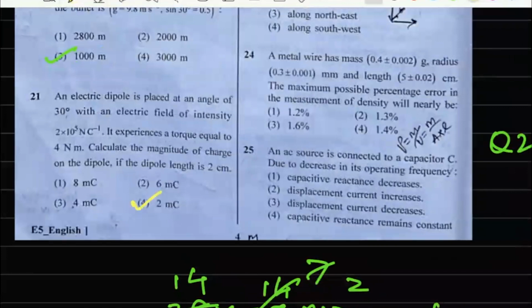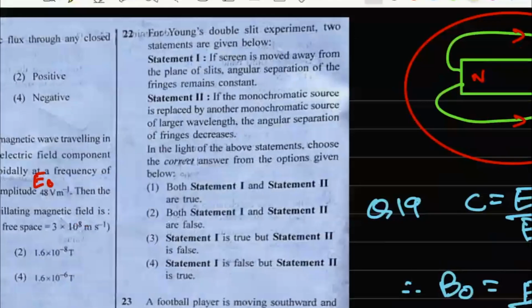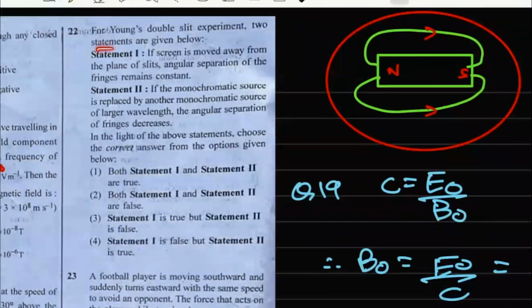Yeah. Okay. For YDSE, two statements are given. If the screen is moved away from the plane of the slits, the angular separation of the fringes remains constant. No. The fringe width would increase and the angular separation would also increase, right? Because x is lambda capital D by small d. So if you increase capital D, the fringe width is going to increase, the bands are going to get wider. So the angular separation is obviously going to increase. So statement 1 is wrong.